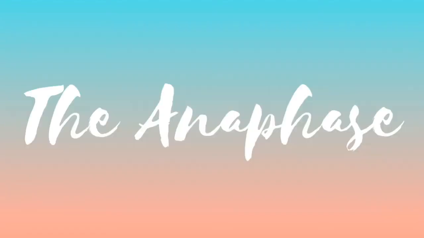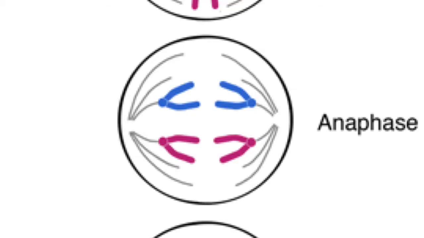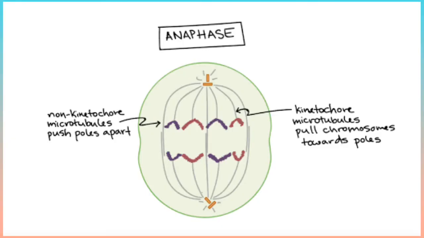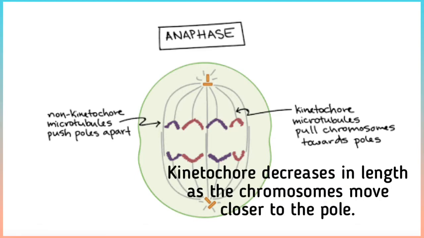Anaphase. The pair of centromeres present in the chromosomes start to move away in this phase. The sister chromatids, paired chromosomes, separate and form a complete chromosome, also termed as daughter chromosome. The daughter chromosomes start moving towards the poles at opposite ends through the spindle apparatus. The centromere moves first and gradually the kinetochore decreases in length as the chromosomes move closer to the pole.